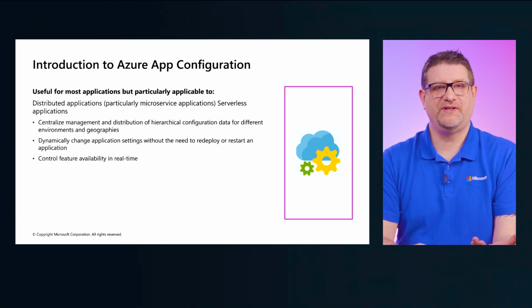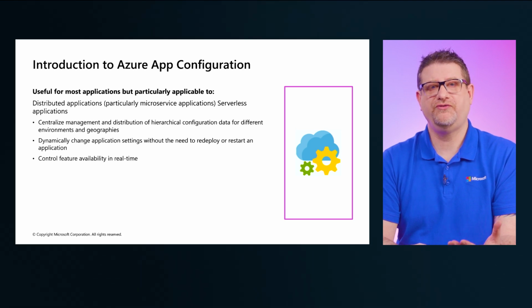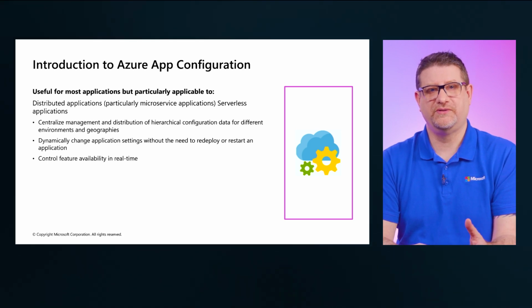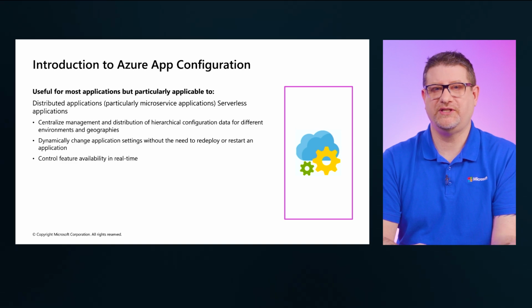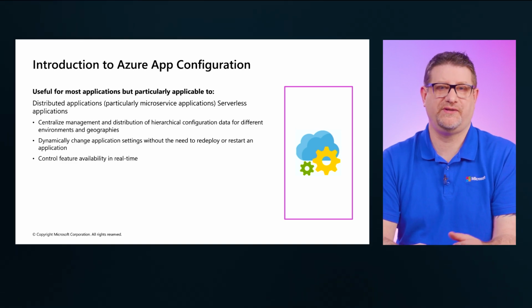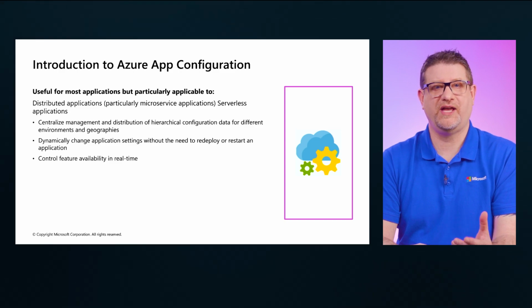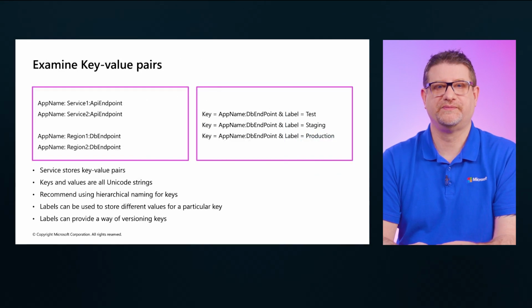One of the standout benefits is the ability to control feature availability in real time. This means you can roll out new features to specific users or regions, test changes safely, and respond quickly to feedback. By centralizing this configuration management, Azure App Configuration streamlines operations, reduces downtime, and empowers teams to deliver updates confidently and securely. It's a must-have tool for organizations aiming for agility and reliability in their DevOps practice.